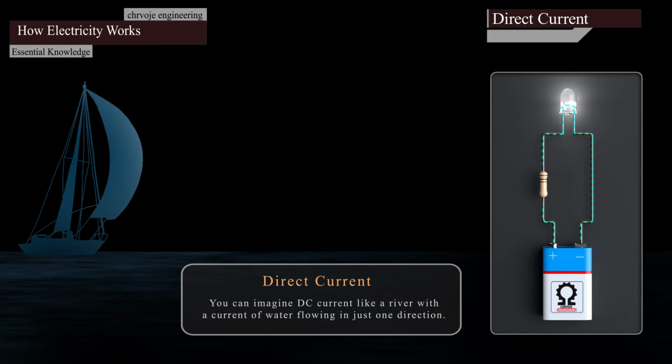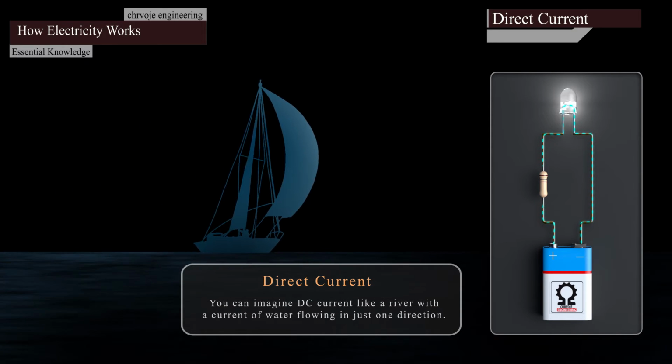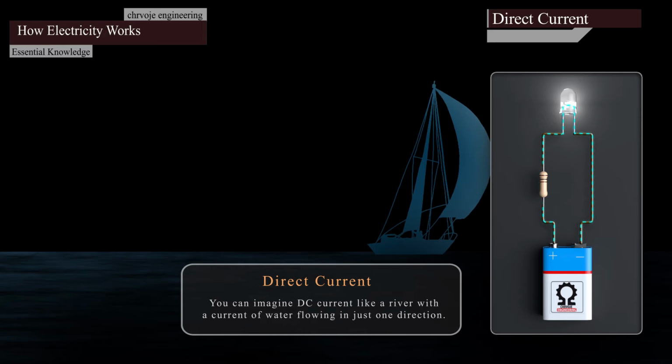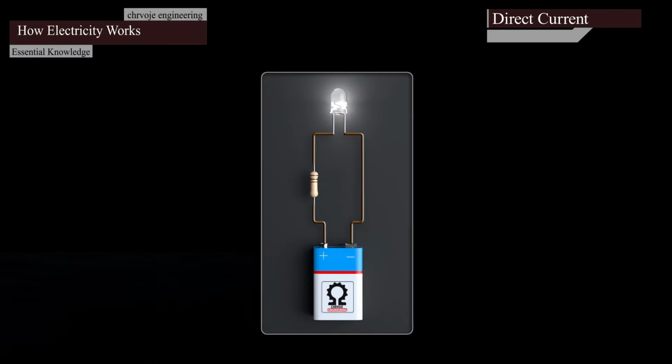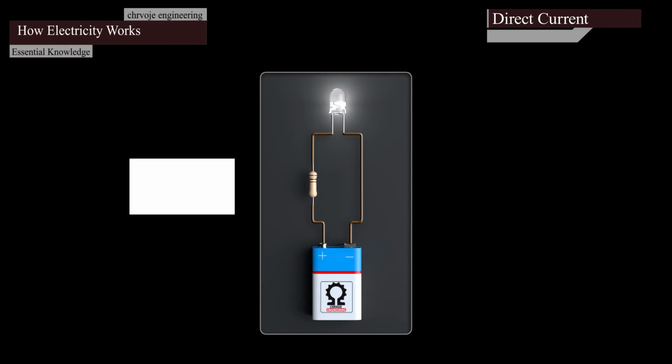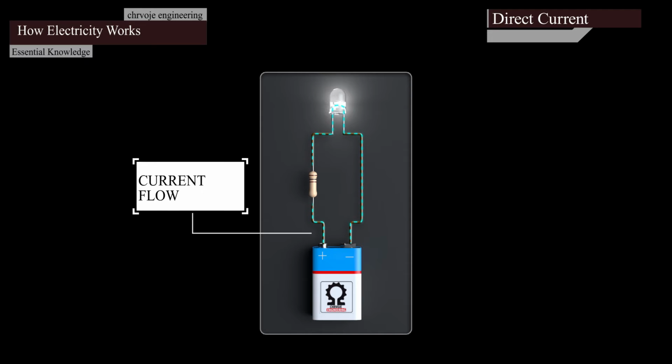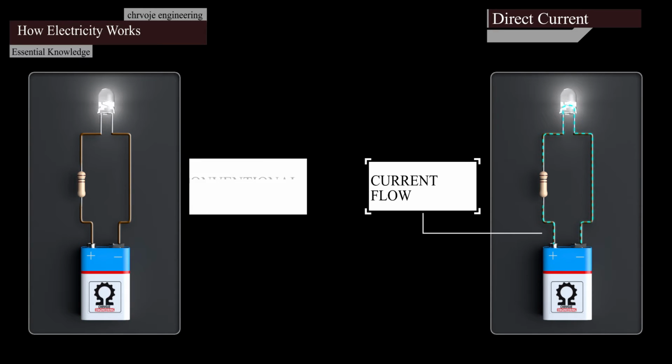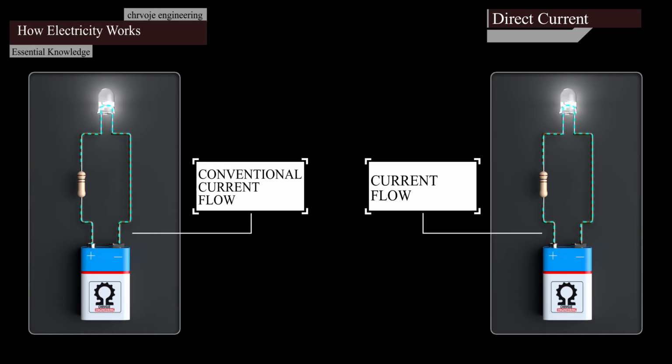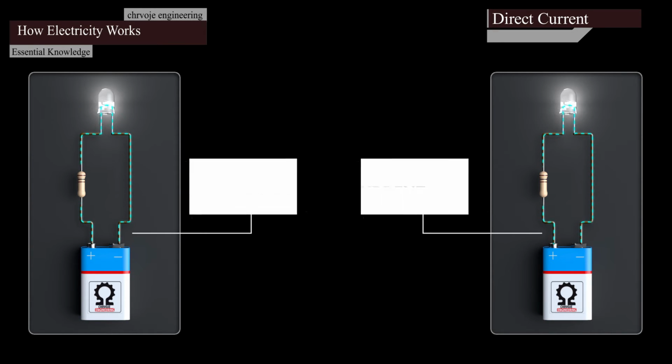You can imagine DC current like a river with a current of water flowing in just one direction. The flow of electrons in direct current is from the negative to the positive terminal. Engineers also use conventional current flow, which is from the positive to negative terminal. Conventional was the original theory, and it's still used widely today. It is important that you are familiar with both theories.